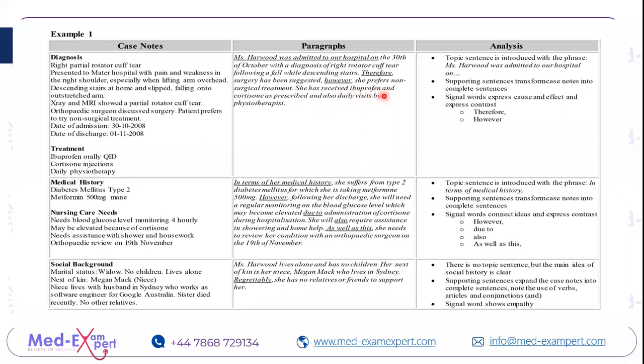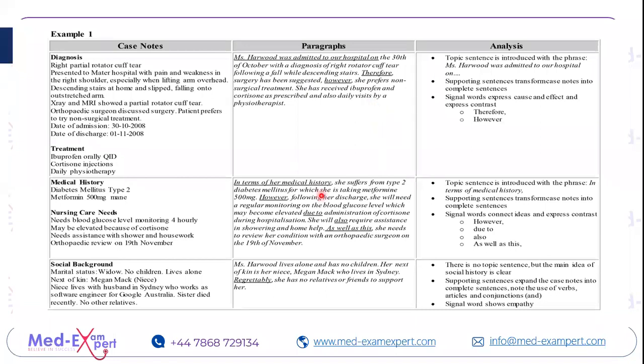Again, she has received ibuprofen and cortisone is prescribed in daily visits by a physiotherapist. In terms of her medical history, she suffers from type 2 diabetes. So in terms of her medical history, these underlined words, if you can see here, are much more important. Therefore, however, and yes, one more thing, avoid repetition. If you have used however or therefore once, use it just once. For the second time, if you want, use a different word. We have a variety of words, so use a different one.